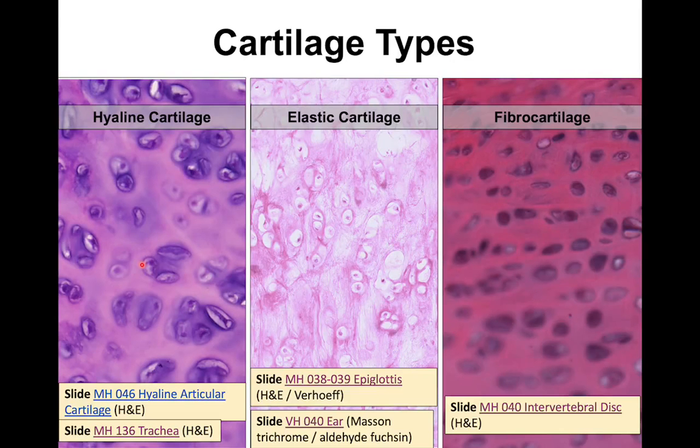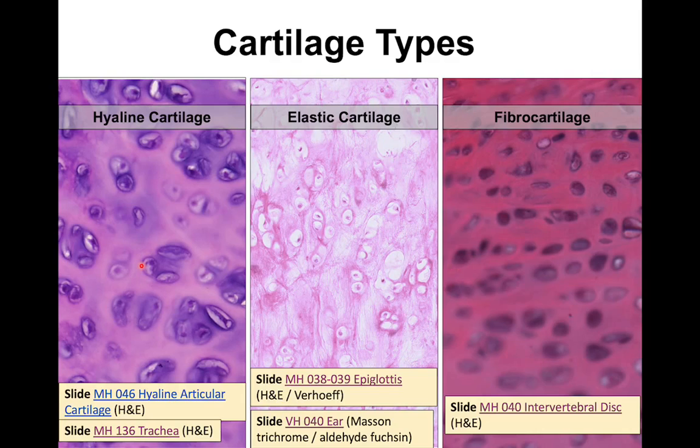Now let us see the three types of cartilage. Let's start with hyaline cartilage. Some examples of hyaline cartilage in our body are tracheal cartilage, bronchial cartilage, some nasal cartilage, and articular cartilage.